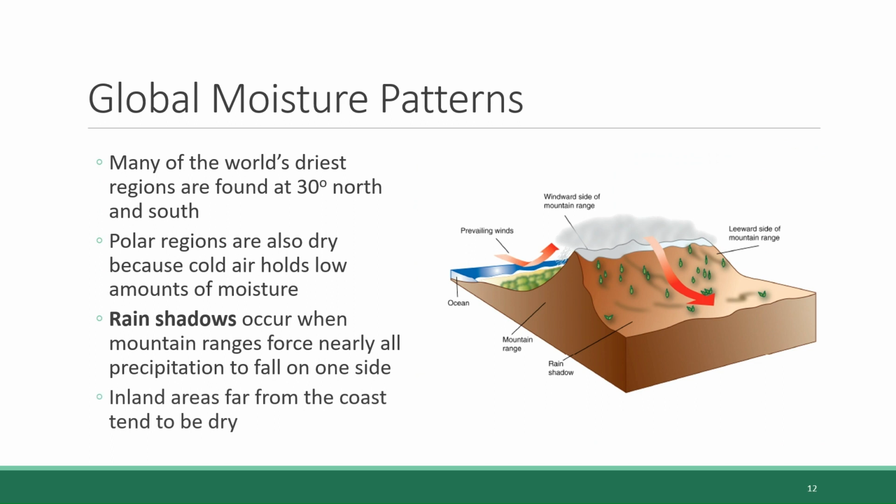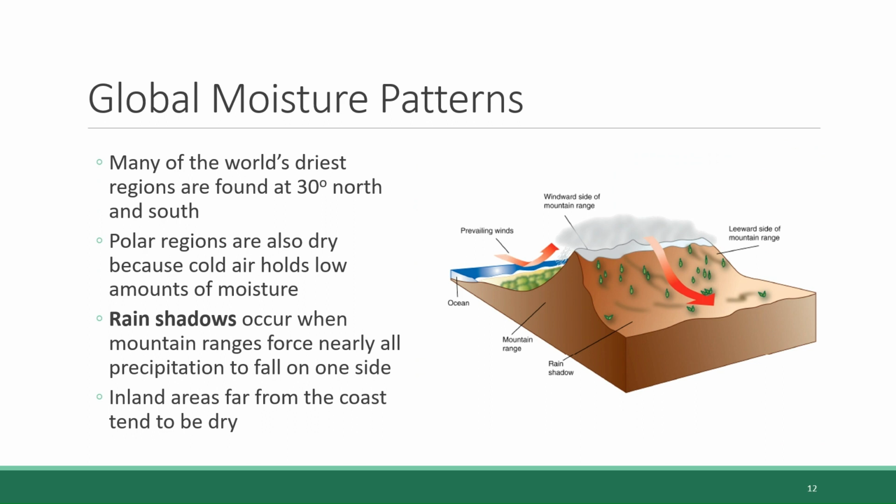And finally, the geography of a region and how far away it is from the coast also plays a role in moisture patterns. The farther inward, the drier it tends to be, because the air has to travel a farther distance from the ocean to reach the area and loses most of its evaporated moisture by the time it gets there. So that gives us a sense of some of the moisture patterns that play into biomes.